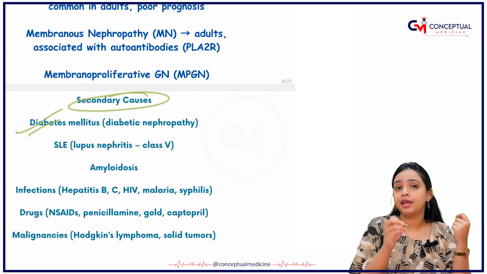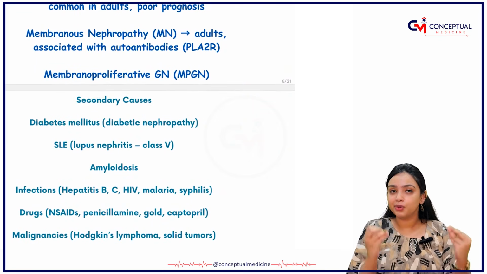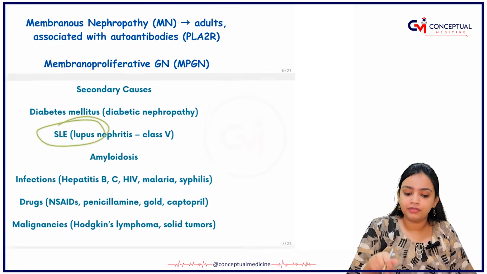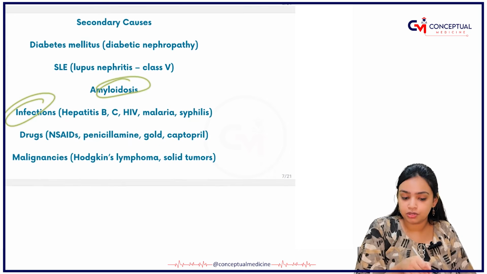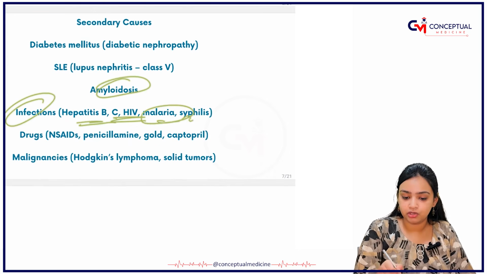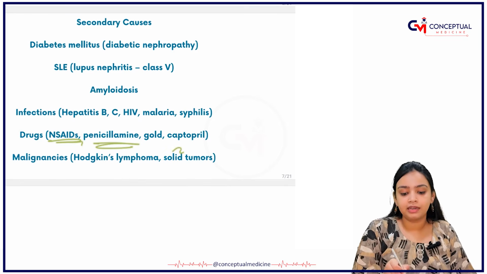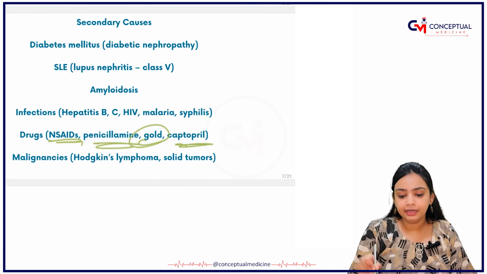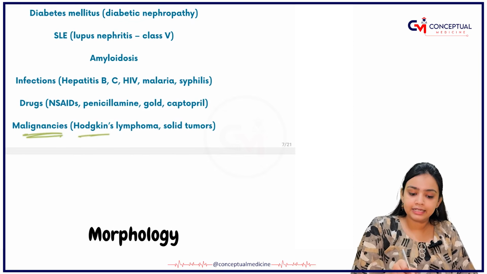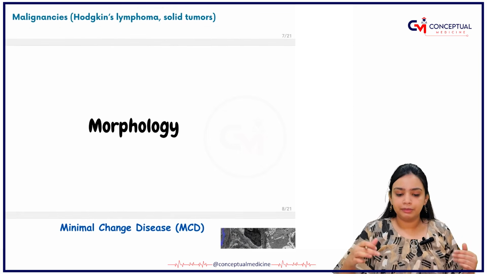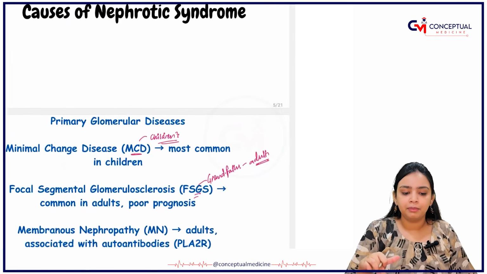So what are the secondary causes? You have diabetes mellitus, and I hope you all know the criteria of diabetes mellitus. Then you have SLE, amyloidosis. Infections will be there like hepatitis B, C, HIV, malaria and syphilis. In the drugs, you will be having NSAIDs, penicillamine, gold and captopril. In the malignancy, there will be Hodgkin's lymphoma, solid, and some other tumors. These are basically the primary and secondary causes.